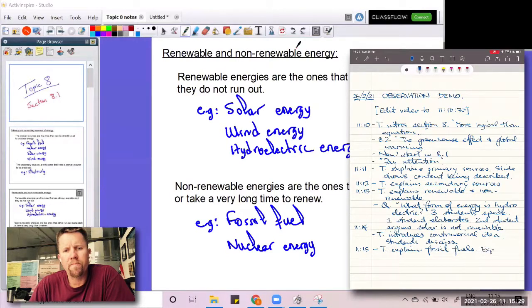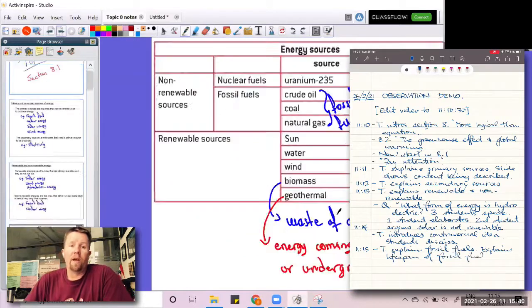So that's why we assume it's non-renewable. Okay? So primary and secondary, renewable, non-renewable. The first 4 concepts. Now, of course, it's not possible to note everything.